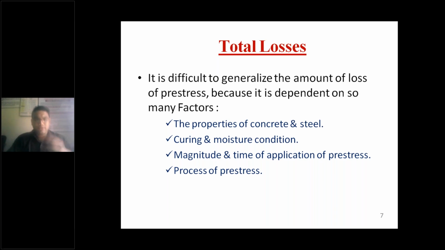Because even in competitive exams or interviews, they are going to ask how you are calculating the total losses, and what are the factors involved in calculating the total losses. So you can mention all these. If one or two are not considered properly, definitely the loss which you calculate won't be effective. You can't calculate the effective pre-stress properly when you are not considering all the factors independently.